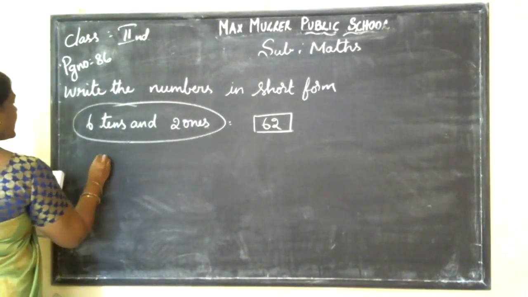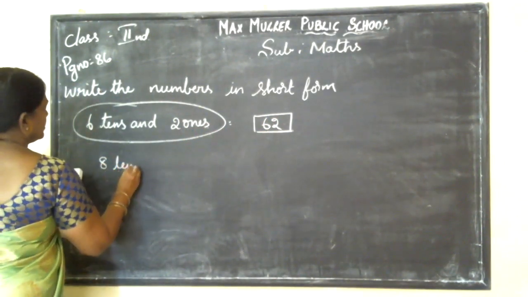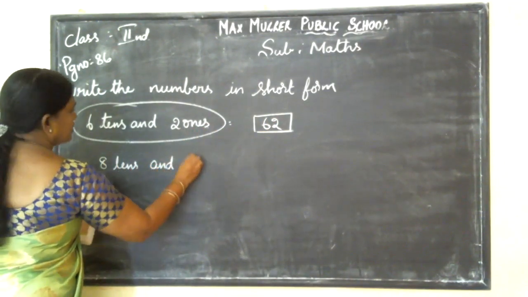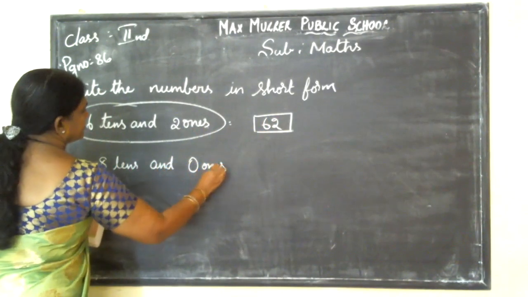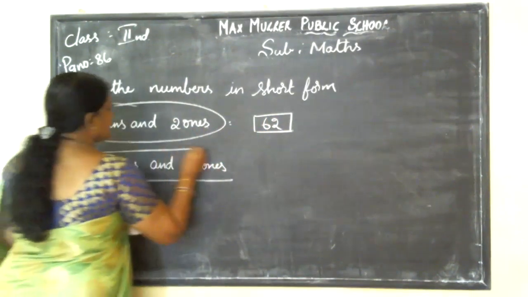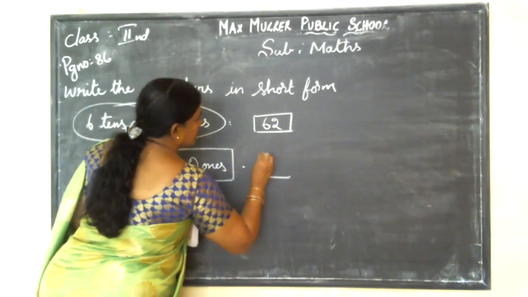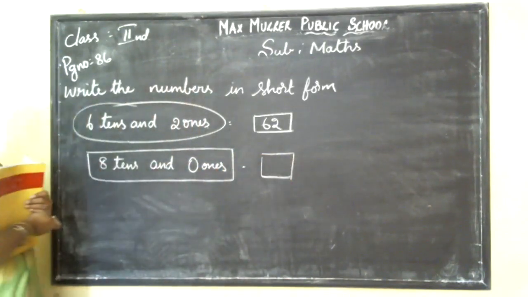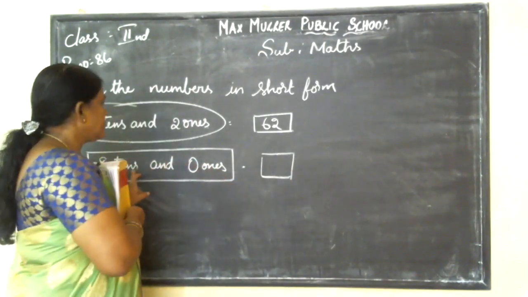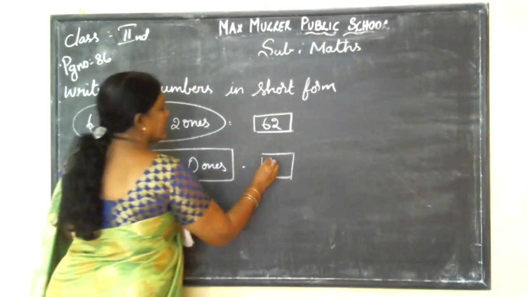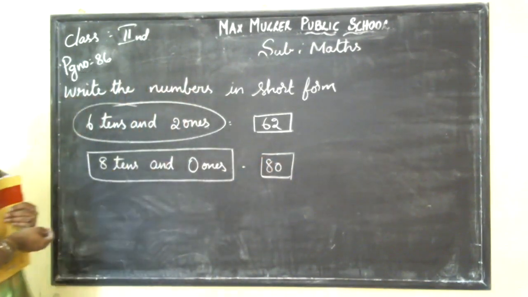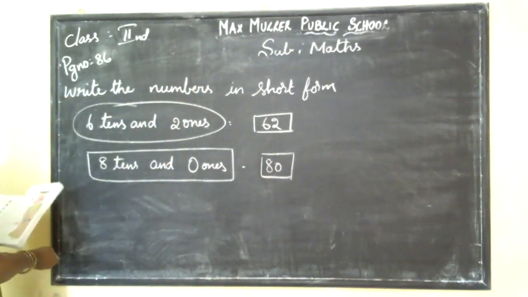Now here, 8 tens and 0 ones. See, this you want to write in the short form. What will we write here? This is expanded form. Together, what will we get? Here 8 tens and 0 ones, what will we write here? 8, 0, 80. You will get short form 80.